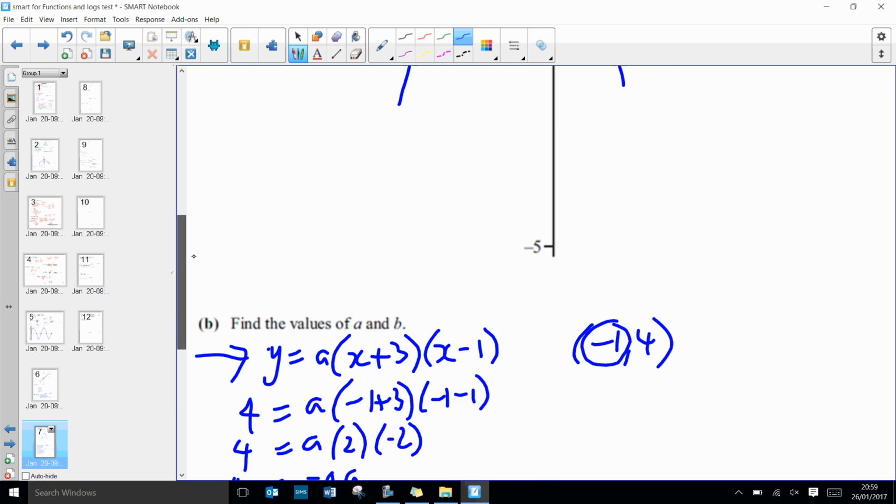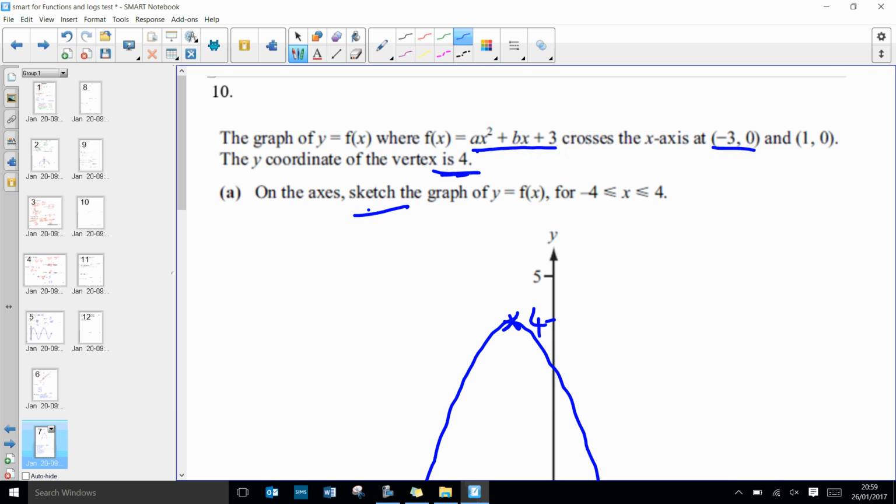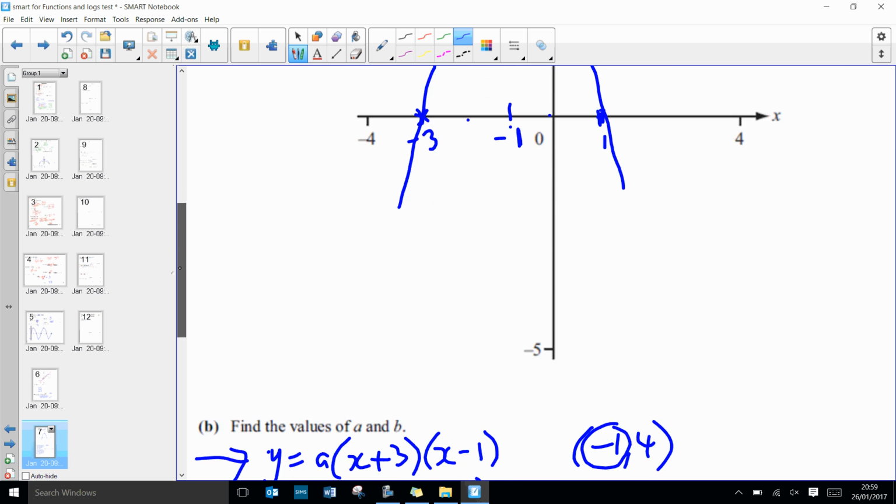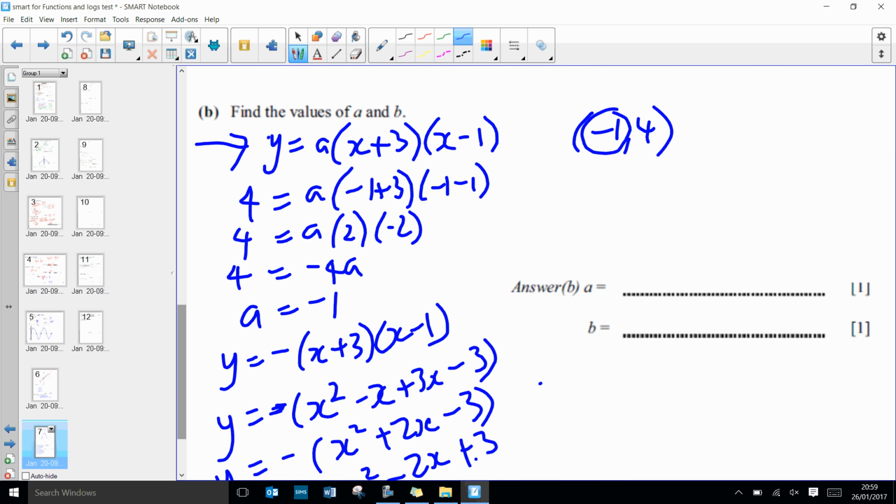So going back up to here. Oh, apologies. We did know the y-intercept, so we could have also put the value of x as 0, y as 3 into there. So identifying a and b, a in our case is negative 1. And b is negative 2.